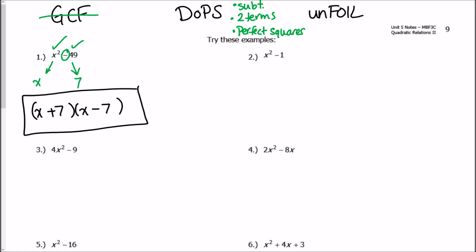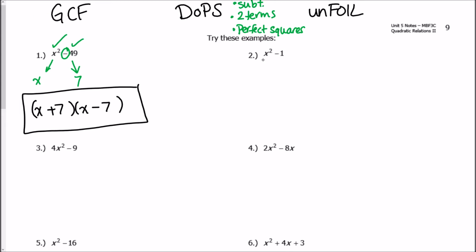Okay. All right, so now let's take a look at our next one that we have here. So for our next one, it says x squared minus 1, right? X squared and negative 1 don't have anything in common, so it's not a GCF question. For difference of perfect squares, it has to have subtraction. It does. It has to have 2 terms. It does. And I can square root x squared and get x, and I can square root 1 and get 1. So it is a difference of perfect squares. And let's write out here that this one is also a difference of perfect squares, so we know that this is the right type of problem.